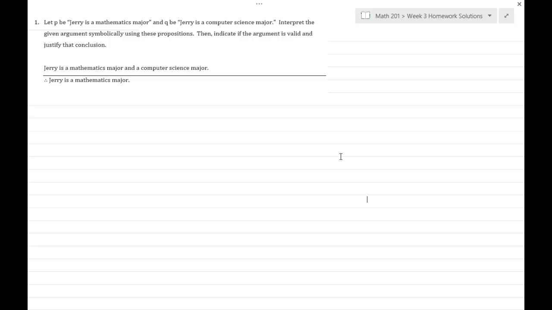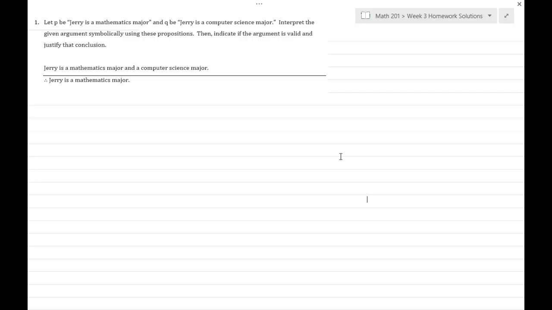He's a mathematics major and a computer science major, trying to conclude that Jerry is a mathematics major. So I think probably this makes sense, but I'm going to write it all out symbolically and write out the corresponding implication, prove that it's a tautology so that you can really see what I mean by a valid argument.